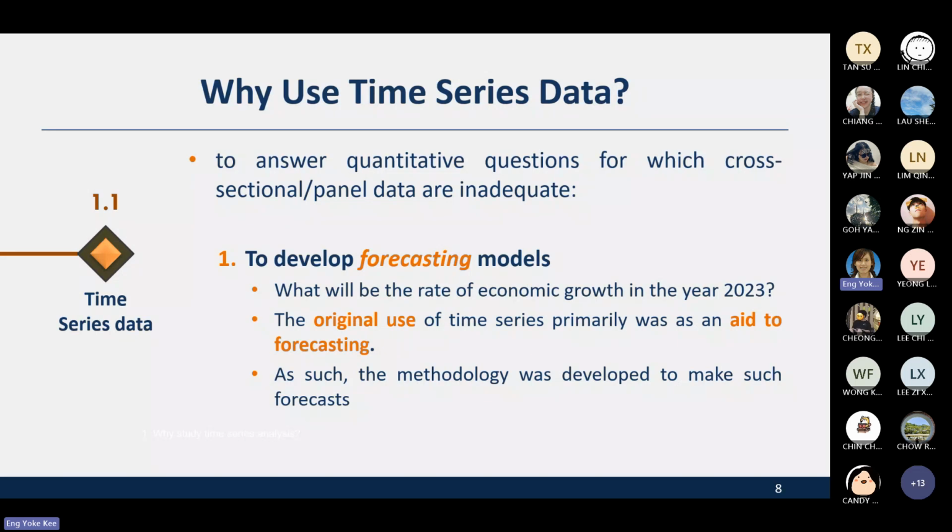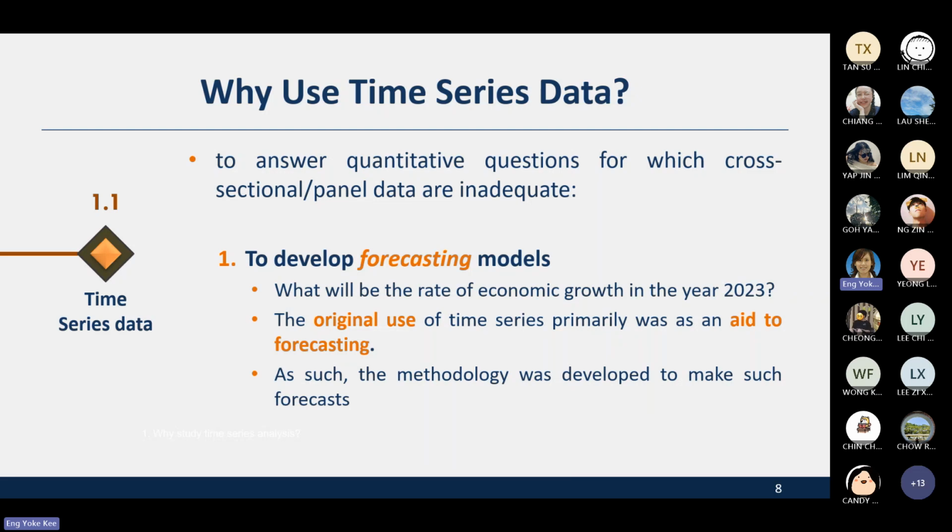Next is to look at the uniqueness of the data. We're still looking at the data, right? Now, why do we use time series data? Under what situations do we want to use time series data? There are four situations. How unique is time series data? In practice, these are some of the reasons why we focus on time series analysis, because of the uniqueness of the time series data.